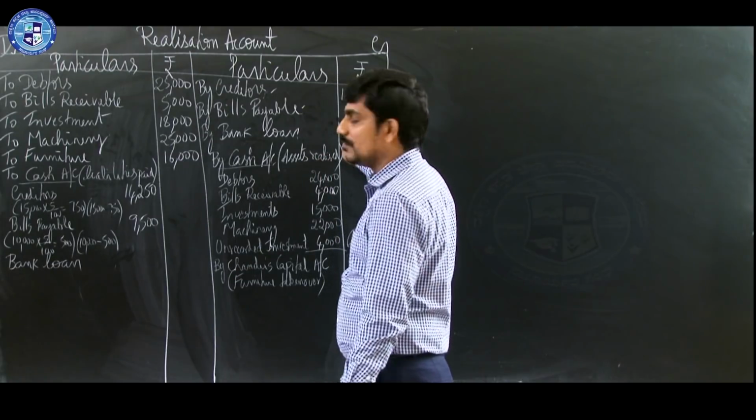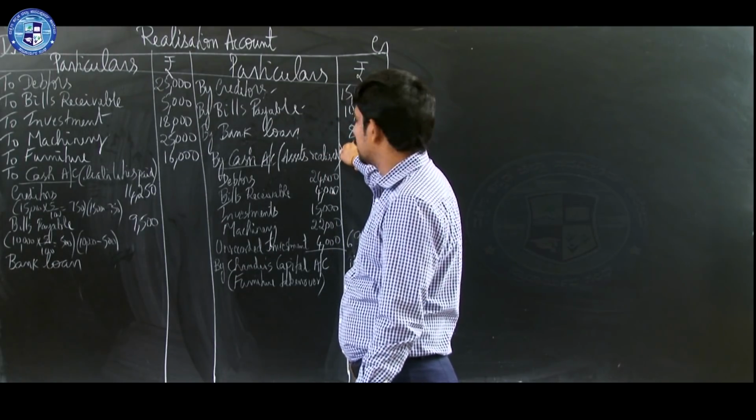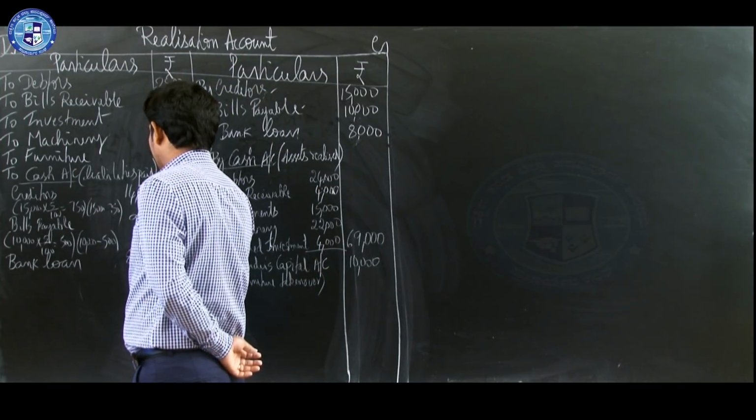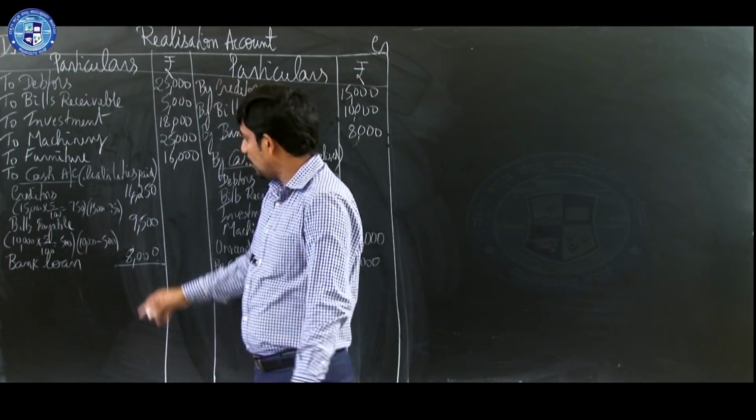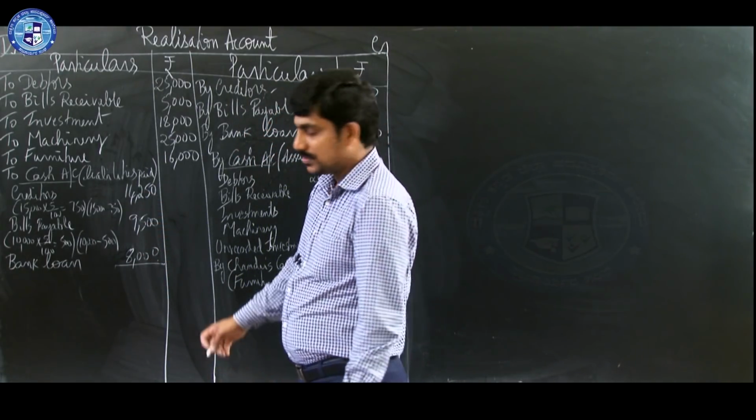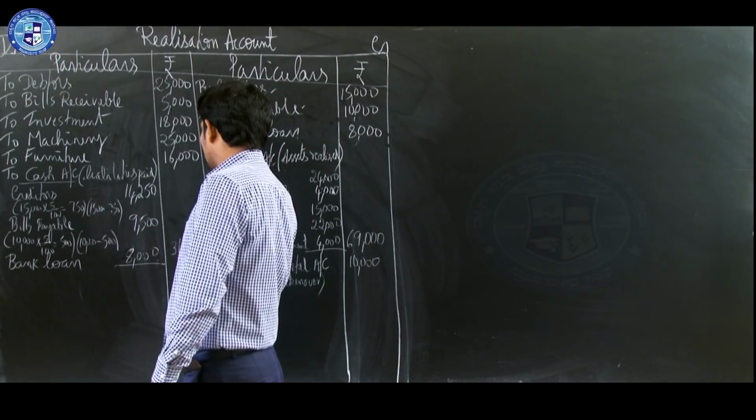How much is the bank loan? Same value which is given in the balance sheet. How much is the bank loan amount? 8,000. Now total the liabilities. Total how much will we get? Liabilities paid is how much? 31,750.